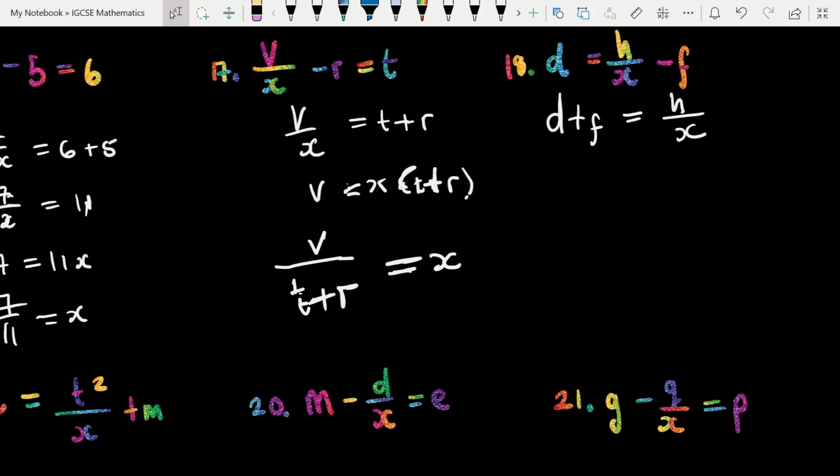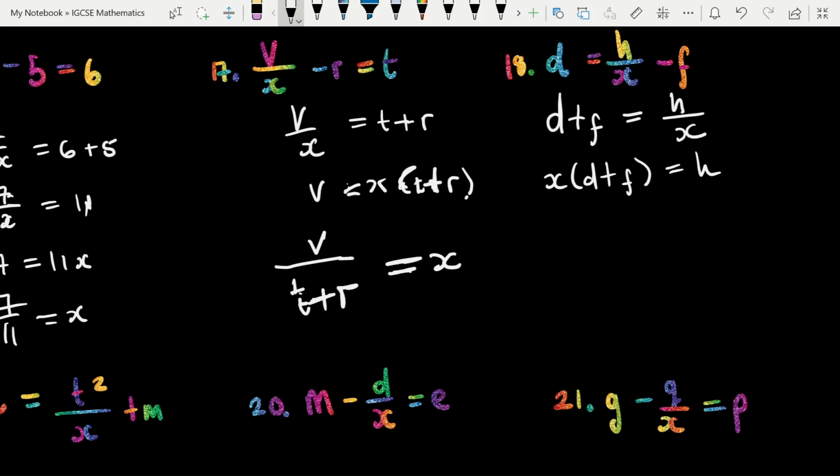Now I have my fraction, and I must destroy it so that I can make x the subject, because my subject is x and it's in a fraction. Now, how do you destroy a fraction? You take the denominator, the number at the bottom, to the other side. So x goes to the other side. He's going to now multiply. x is multiplying d plus f, and he is equal to h.